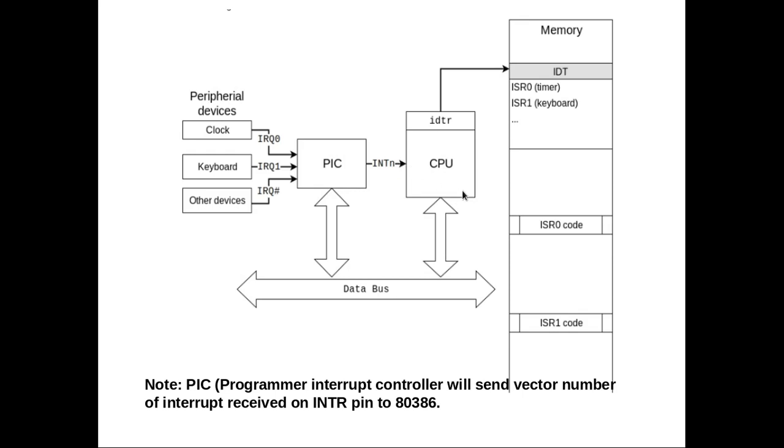The microprocessor will carry out one bus cycle. In this case, it will be an interrupt acknowledgement bus cycle. By using that interrupt acknowledgement bus cycle, the microprocessor will try to read the vector number of the interrupt that is coming on the INTR pin. Please try to understand: when the INTR line becomes active, what will the CPU do? The microprocessor will read the vector number from this PIC.